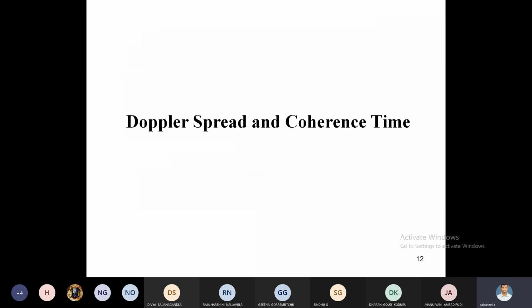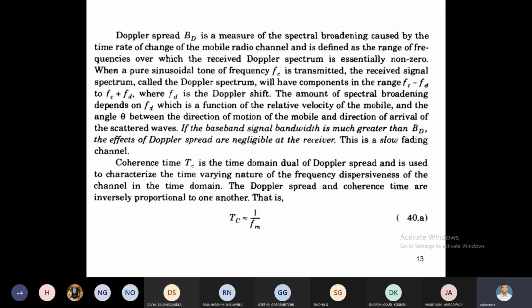The next one is Doppler spread and coherence time. Although we discussed Doppler shift, here the Doppler shift depends upon the relative motion between the transmitter and receiver. When the receiver, that is the mobile unit, is moving towards the base station, it is a positive Doppler shift. When the mobile unit is moving away from the base station, it is a negative Doppler shift.